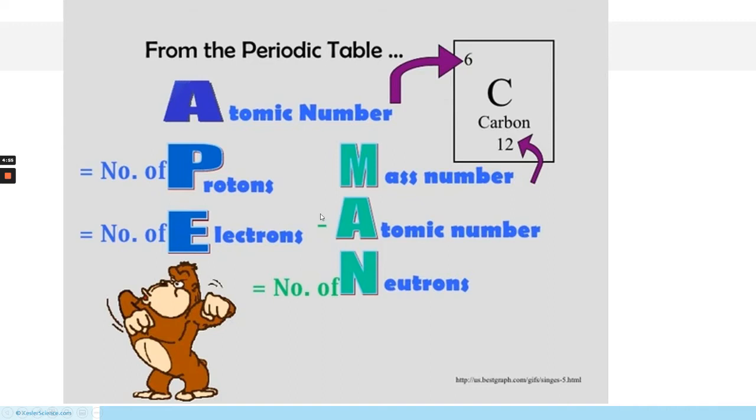And then to find the number of neutrons, you have to use 8-man. Mass minus atomic number equals the number of neutrons. So here we would have 6 as the atomic number, 12 as the mass. So the atomic number 6 equals 6 protons equals 6 electrons. And the mass is 12. So 12 minus 6 gives me my number of neutrons, which is also 6.